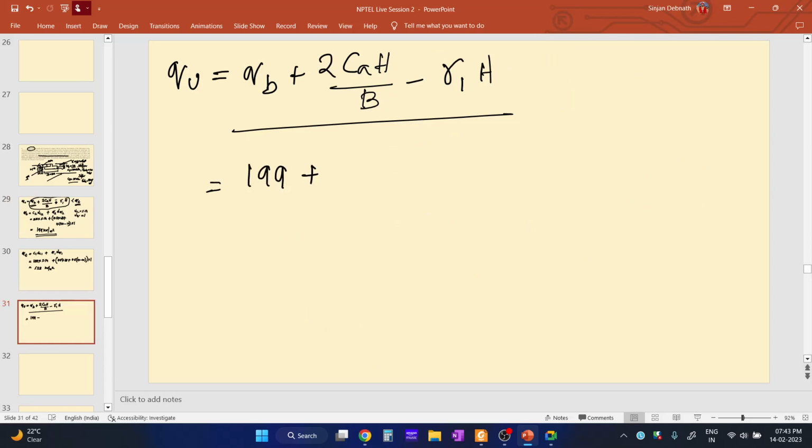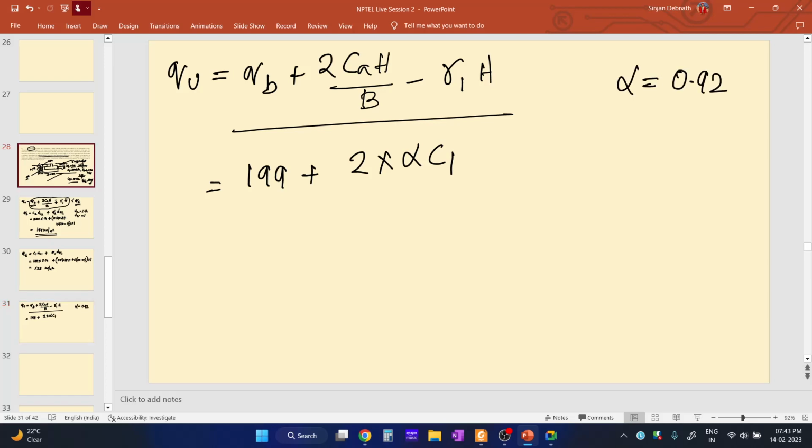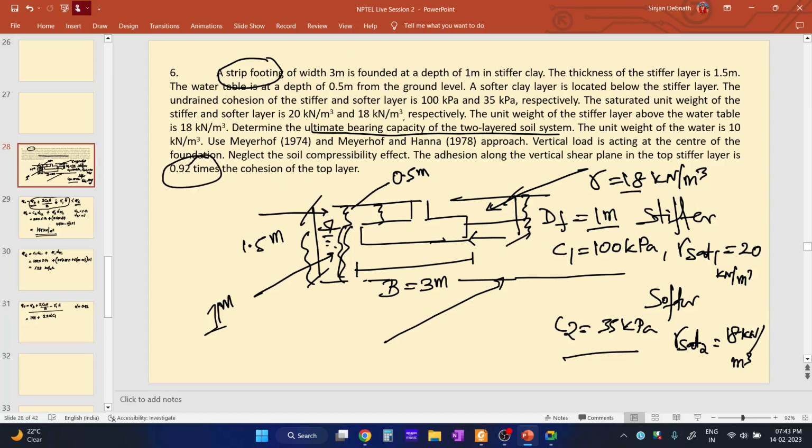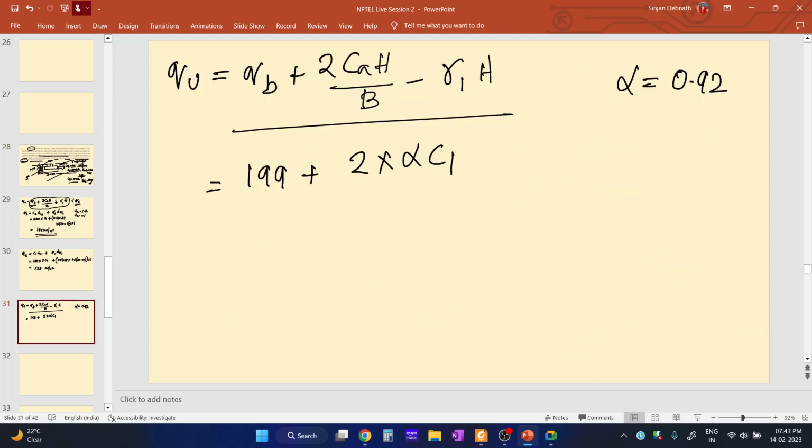199 plus 2 CA H. What is CA? CA is equal to alpha into C1. Alpha is equal to 0.92. It is mentioned in the question. 0.92 times the cohesion of the top layer is the adhesion along the vertical shear plane in the top stiffer layer. So the cohesion of the top layer is 100 kPa, C1, and alpha is 0.92. So 0.92 and C1 is equal to 100 kPa into H.